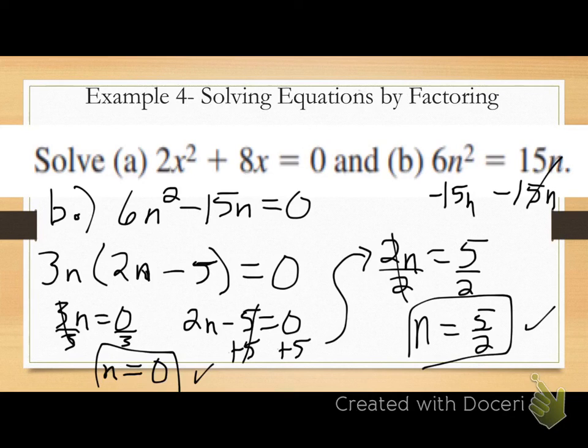Did we understand it as we were going through it? Factoring out a GCF. There are other methods of factoring. We're not always just going to be using a GCF. We're going to be learning about those in the coming days. Okay? Can I move on?